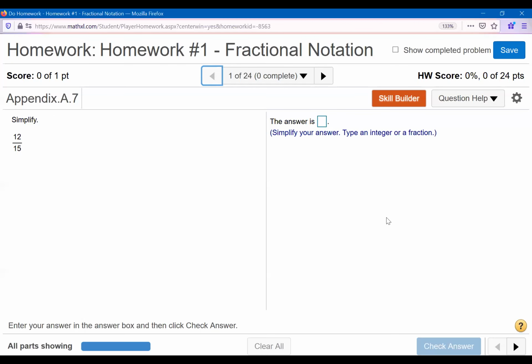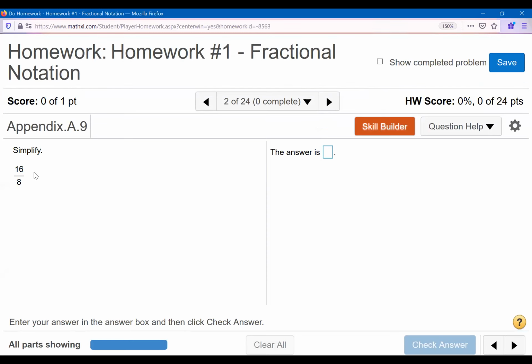Okay, so here we are looking at homework number 1. As you can see, there's 24 questions. We're just going to look at a few of them here. So the first few deal with reducing or simplifying fractions. Number 2, and by the way, the numbers I'm seeing will be slightly different from what you see, but the type of problem will be similar. So for my number 2, I'm seeing simplify 16 over 8.